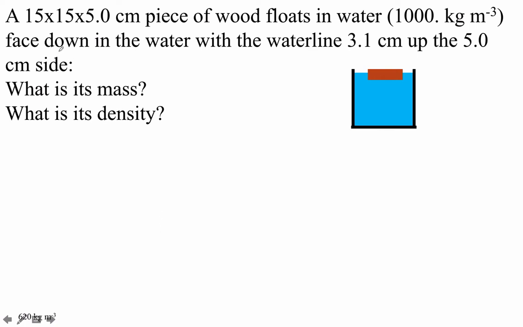All right, a 15 by 15 by 5 centimeter piece of wood floats in the water, face down, with the water line 3.1 centimeters up the 5 centimeter side. What is its mass? Well, if it's floating, that means that the buoyant force is equal to the weight, right? And so the buoyant force, remember, is rho of the fluid times the volume times g, right?